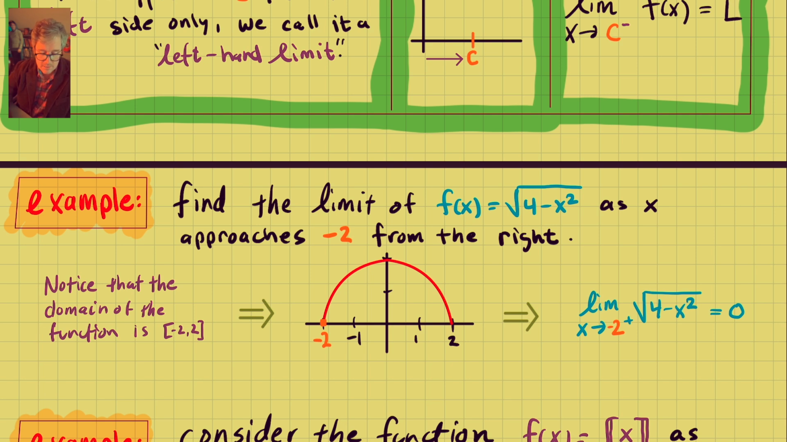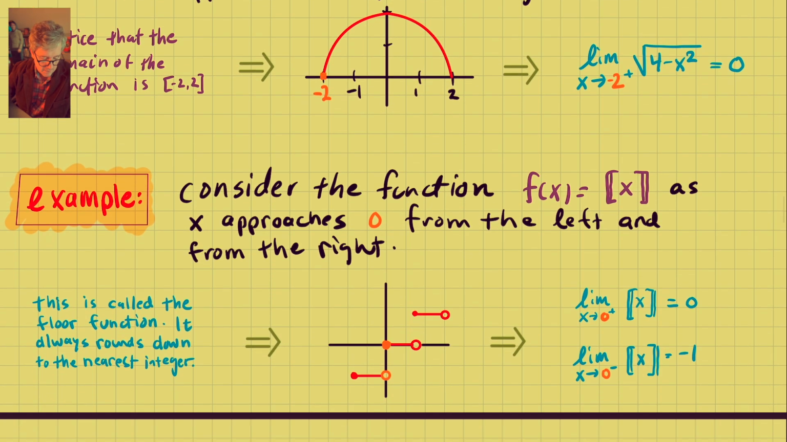What we're interested in is the limit as x approaches -2 from the right. That basically means we're coming at it like this, moving towards -2 from the right-hand side, which means the function's going to come down like this. We can plainly see that if I plug in -2 here, I'm going to get 4 minus 4, so the square root of 0, and so that right-hand limit is equal to 0. These left and right-hand limits can be very useful in evaluating the endpoints of domains. Very good. Here's another example.